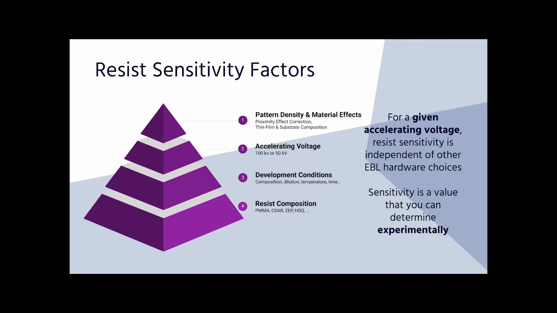We've seen how certain choices that we make with our process will influence the resist sensitivity. Here, I want to emphasize how most of those processing choices don't have a ton to do with the actual EBL hardware. For a given accelerating voltage, the resist sensitivity is independent of other EBL hardware choices, and it is a value that you can determine experimentally. Your choice of photoresist, your choice of developer, even your substrate determines your resist sensitivity. But once you find that number, it is a known quantity.